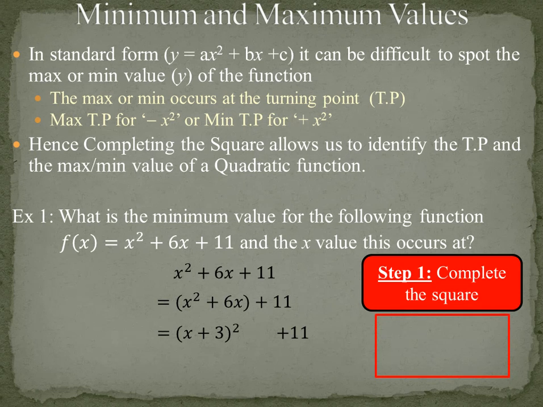Again, you have to take account of an extra plus 9, so we're going to subtract 9. Simplifying the minus 9 and 11 should give us a completed square form of x plus 3, all in a bracket squared, plus 2. At this point, we are ready to use the completed square form to identify the minimum.